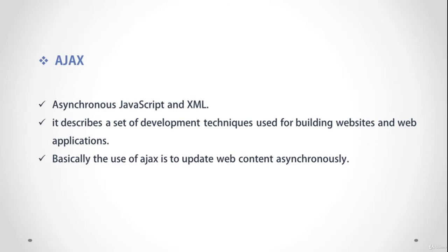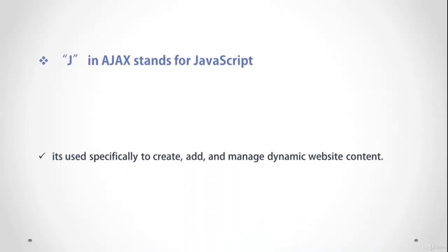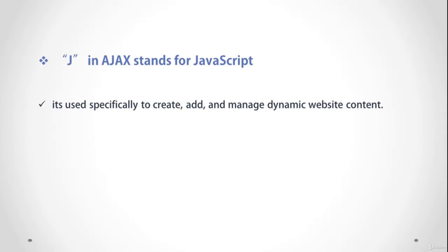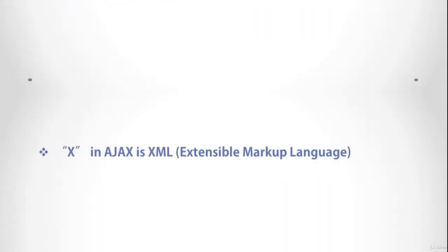As mentioned above, the J in Ajax stands for JavaScript. It's used specifically to create, add, and manage dynamic website content. In other words, after markup languages like HTML and CSS are used to build and display static web features like headers, fonts, and paragraphs, JavaScript is then used to control features that require real-time updates while a visitor is viewing a page.